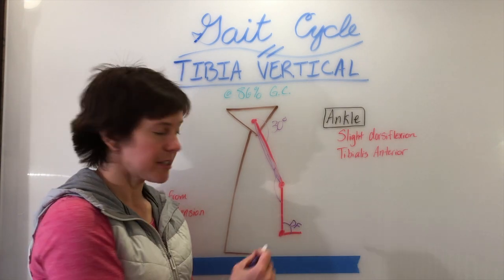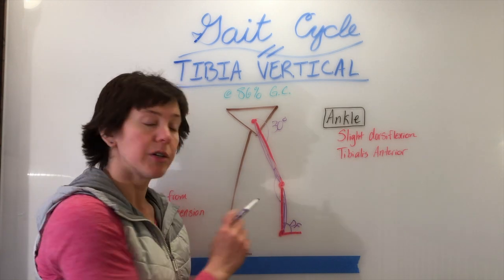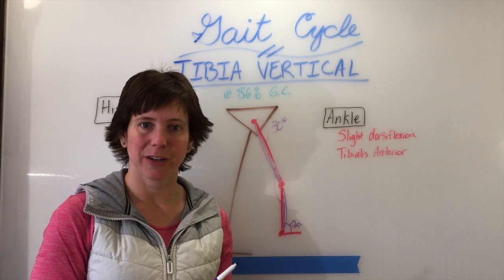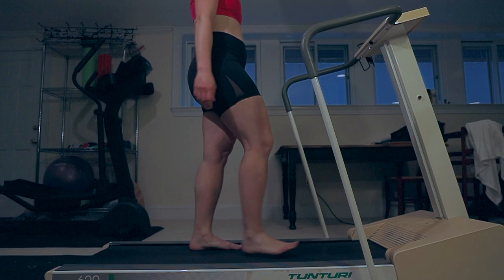with the tibialis anterior helping with the dorsiflexion action so that the foot will not drag on the ground and preparing for the next event. With the tibia vertical, look at the hip. The hip is flexed 30 degrees with eccentric hamstrings. The knee is moving from flexion towards extension, also with eccentric hamstrings. The ankle is in slight dorsiflexion by the tibialis anterior.